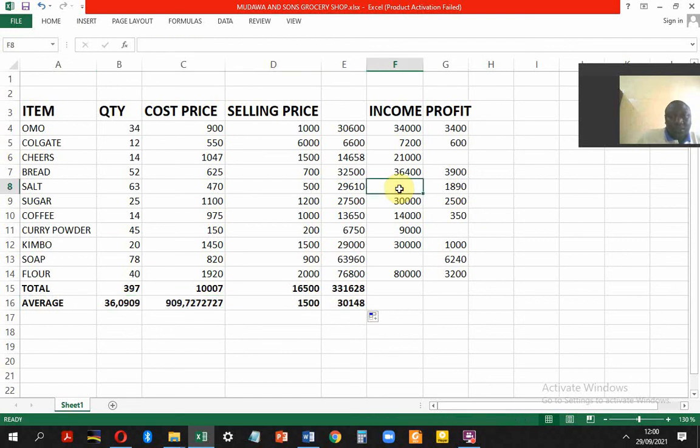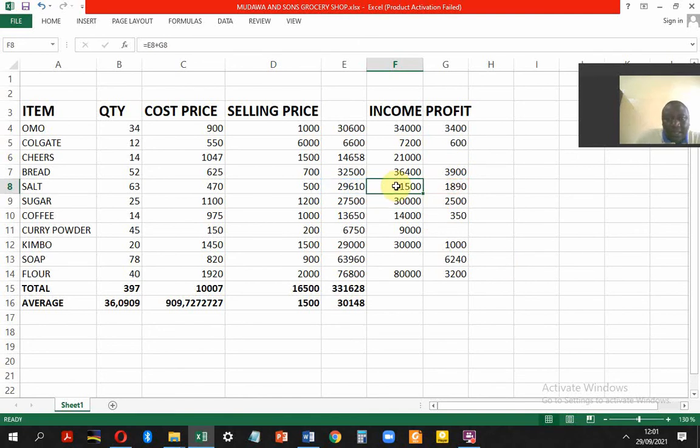So for F8, we can say equal sign this, to be able to get income. We are getting this plus, sorry, that one, then we add. We add plus this one here, and then we get the answer.